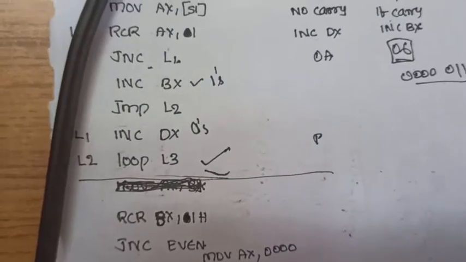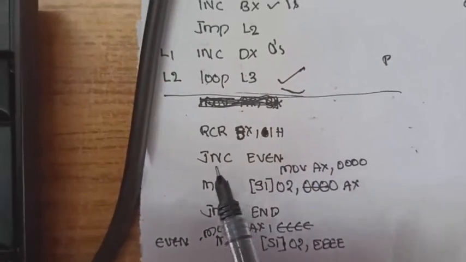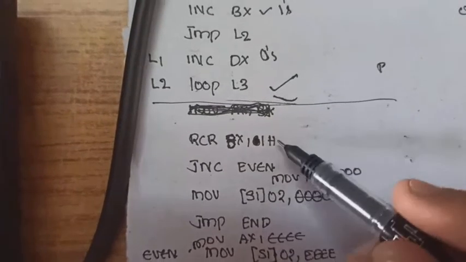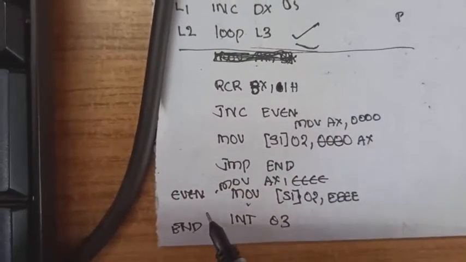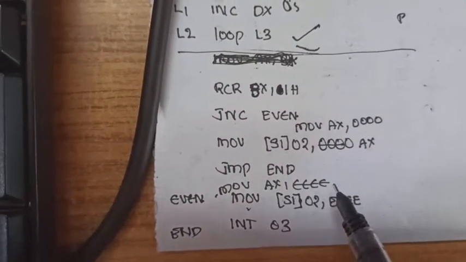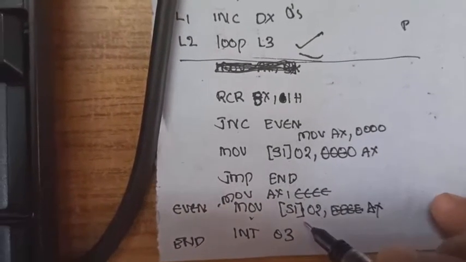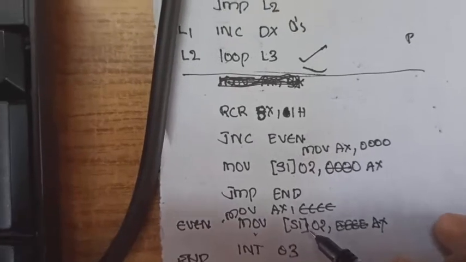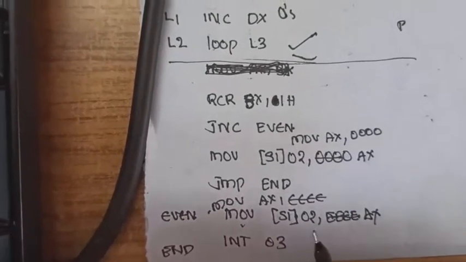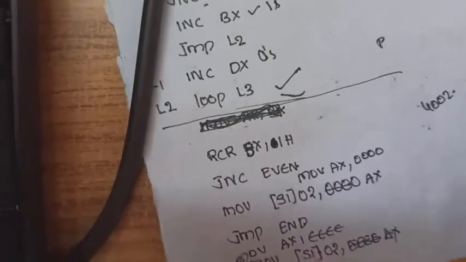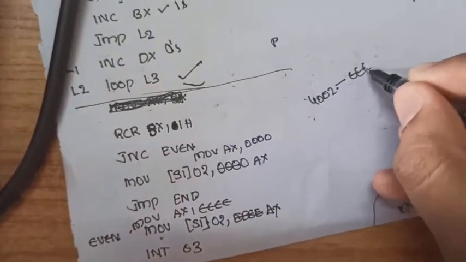Now I will check for carry, JC and JNC. If there is no carry, this means even parity. So it jumps to the even location. There I have given MOV AX comma EE, and that EE will be moved to SI+02. Means if even parity, in the SI+02 location, that is the 4002 location, we need to find EE.